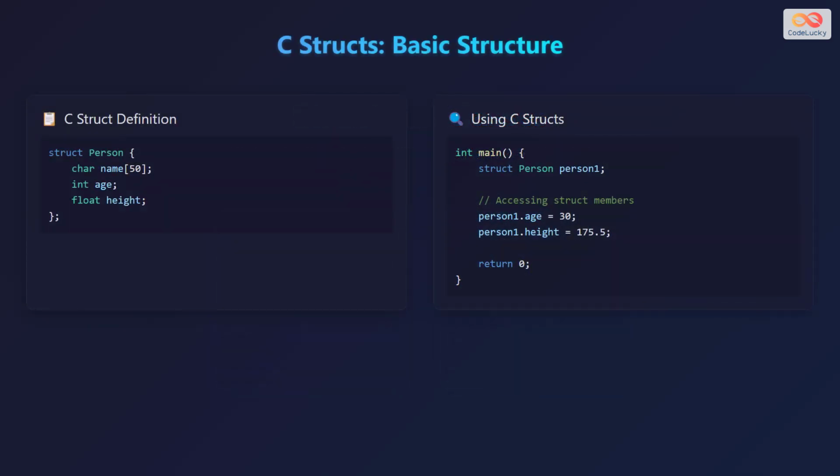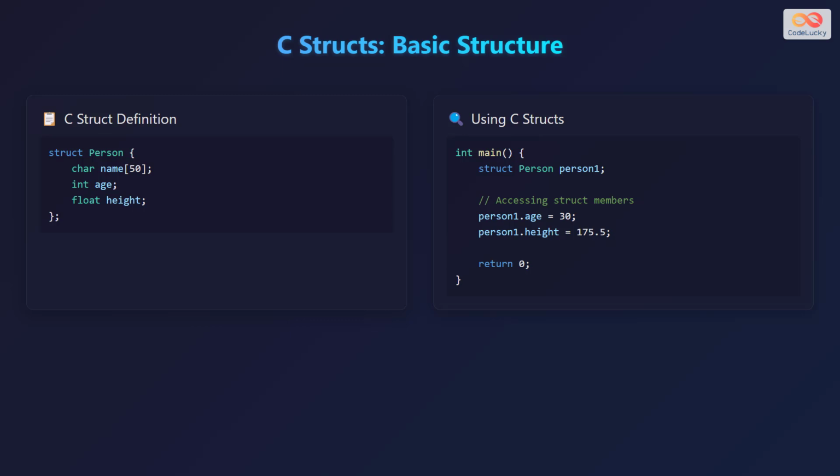Here is the basic structure of C structs. Structs in C are used to group together different types of variables into a single composite type. On the left, you see a C struct definition. The keyword struct is used to define a structure named person. Inside the structure, there are three members: name, which is a character array of 50 characters, age, which is an integer, and height, which is a floating point number.